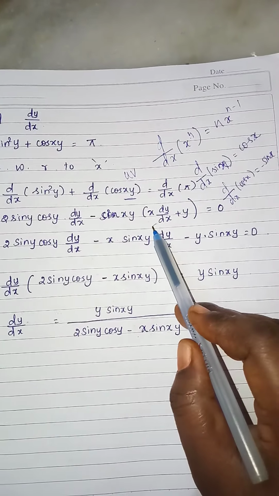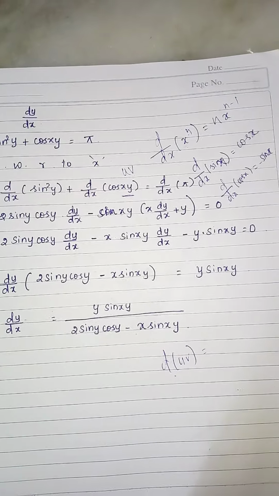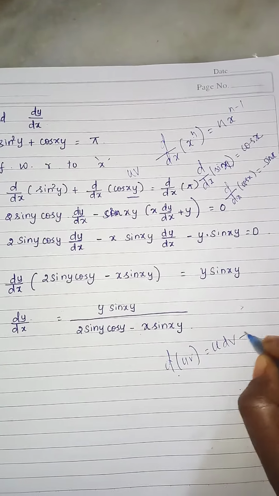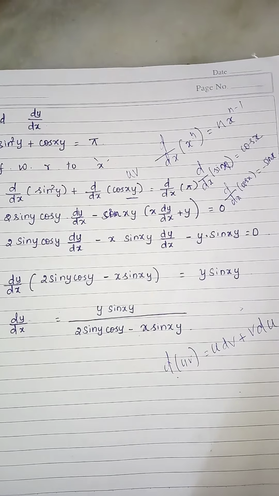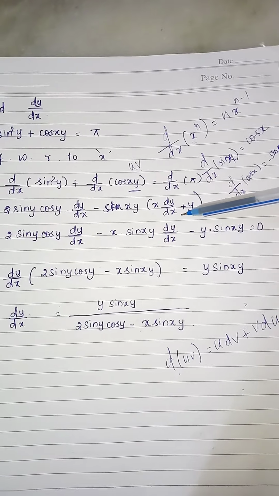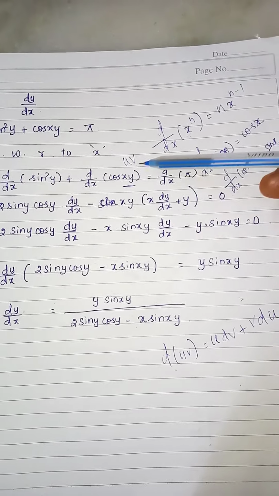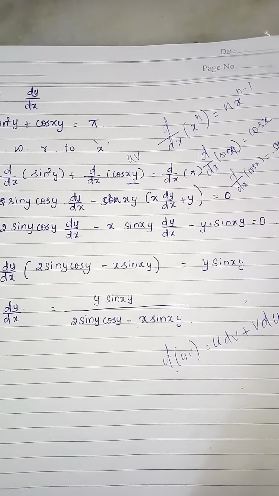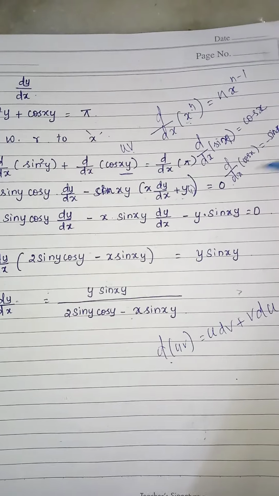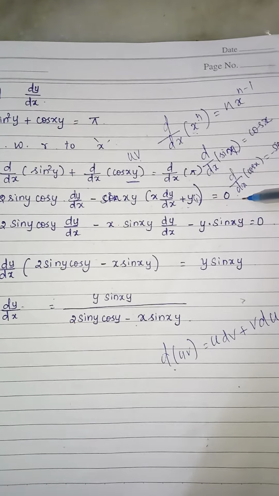So for uv, the derivative is u into dv plus v into du. Try to use that. Take x first and differentiate the y part, giving dy by dx, plus take y first and differentiate the x part, which gives 1. This is equal to the derivative of pi, which is a constant, so we get 0.